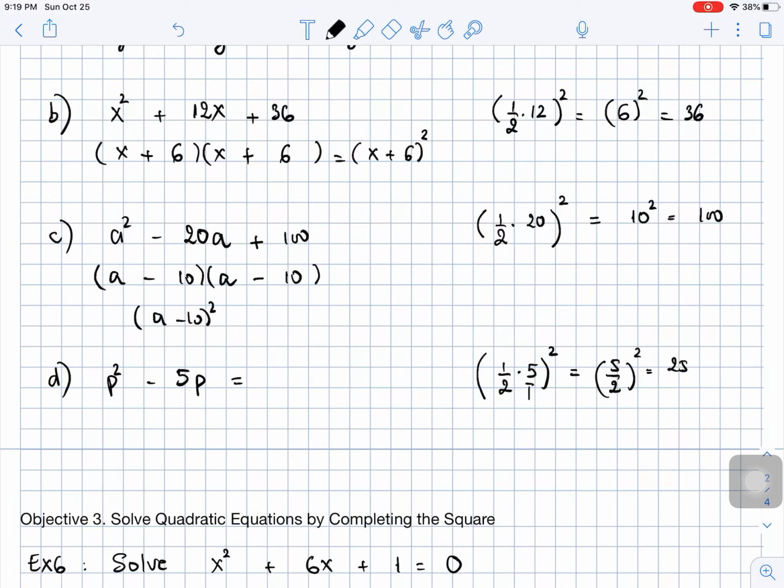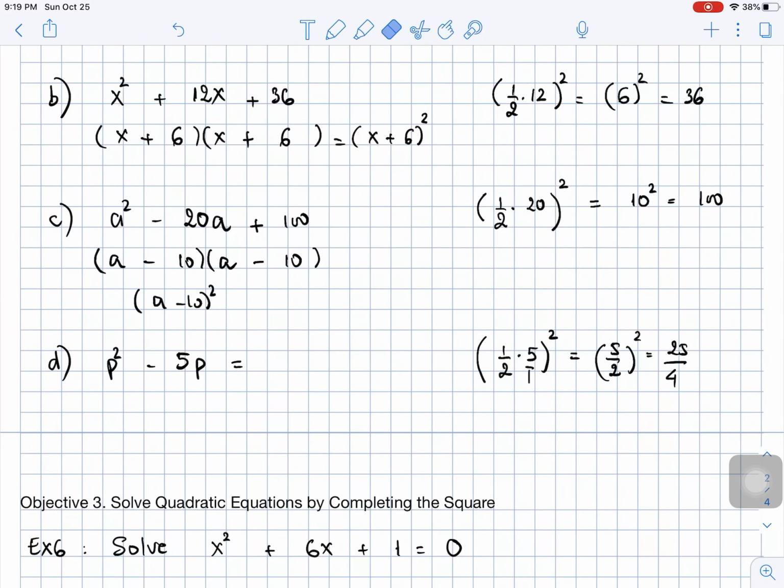The last one, the number is not even. The b is 5. We're going to deal with the fraction a little bit. So 1/2 of b, so 1/2 of 5, squared. We cannot cancel the 2 and the 5. Then you can think of 5 as 5 over 1. Then we get 5 over 2 squared. 5 over 2 squared is 25 over 4. Then we will add 25 over 4, and then we will factor.